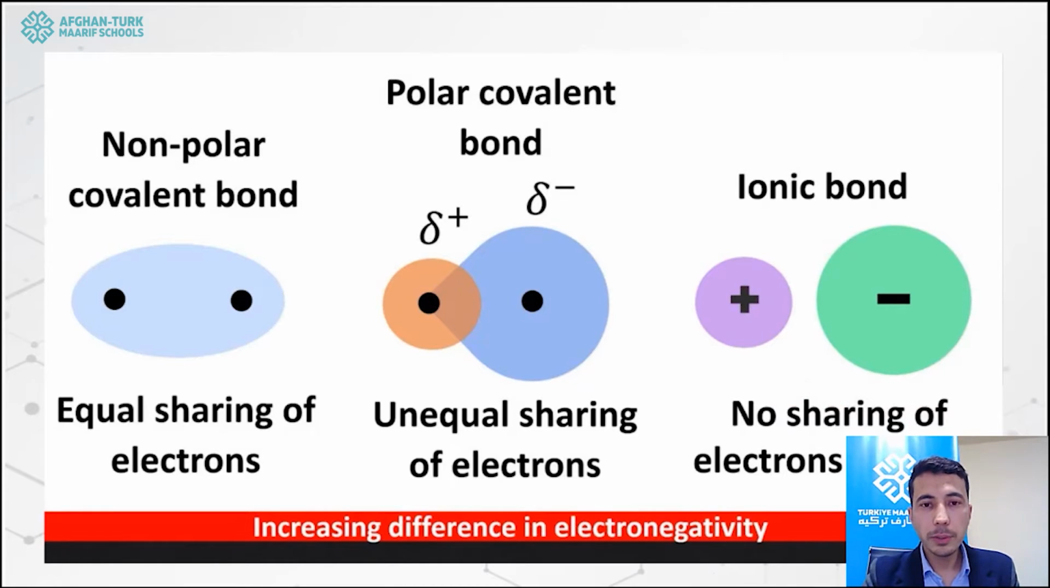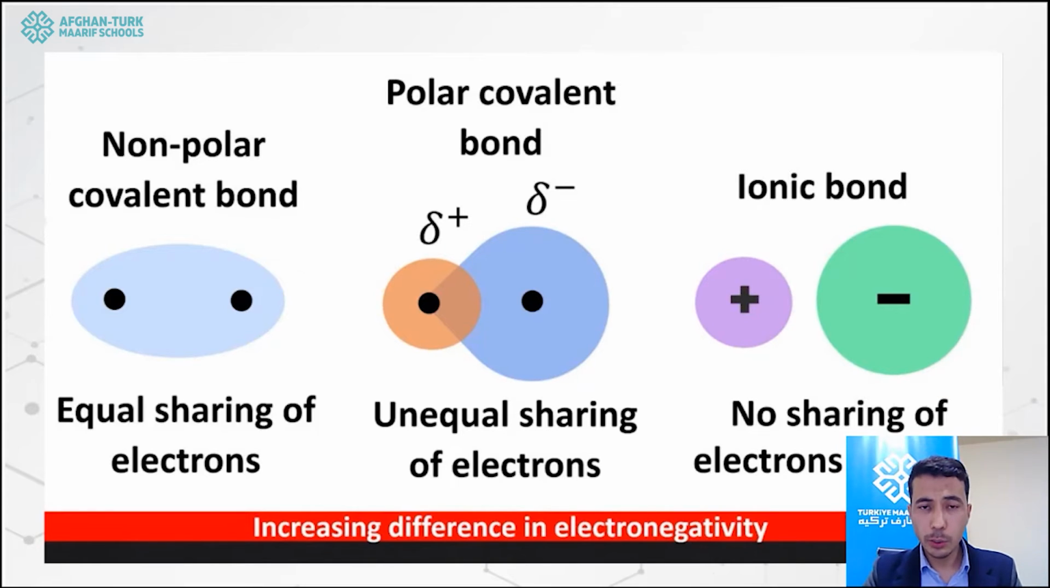If you remember from ionic bonding, I have told you that one atom loses an electron to the other one. In this one you can see this atom has lost an electron to this one, so it has got a positive charge and this one a negative charge. There is no sharing of electrons in the bond. This bond was an ionic bond that we have studied before.